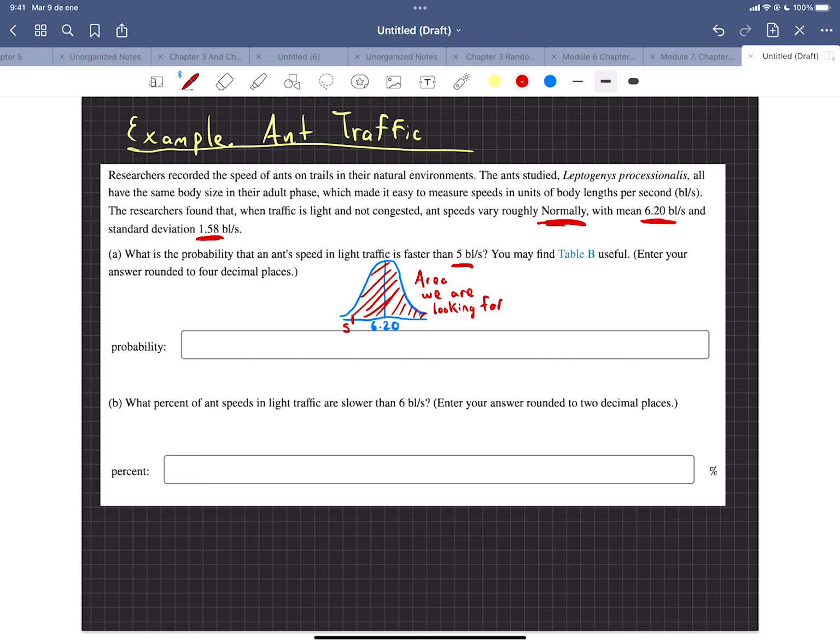How do we do that? I'm going to do it in Minitab. So go to Minitab, graph, probability distribution plot, view probability, okay. Change the mean and the standard deviation. In this case, the mean is 6.20 and the standard deviation is 1.58. Options. Be careful about what we're looking for. That's why I made this sketch. 6.20 is the mean, the 5 is to the left, but we're looking for faster, so it has to be greater than 5. That's why I'm putting this area.